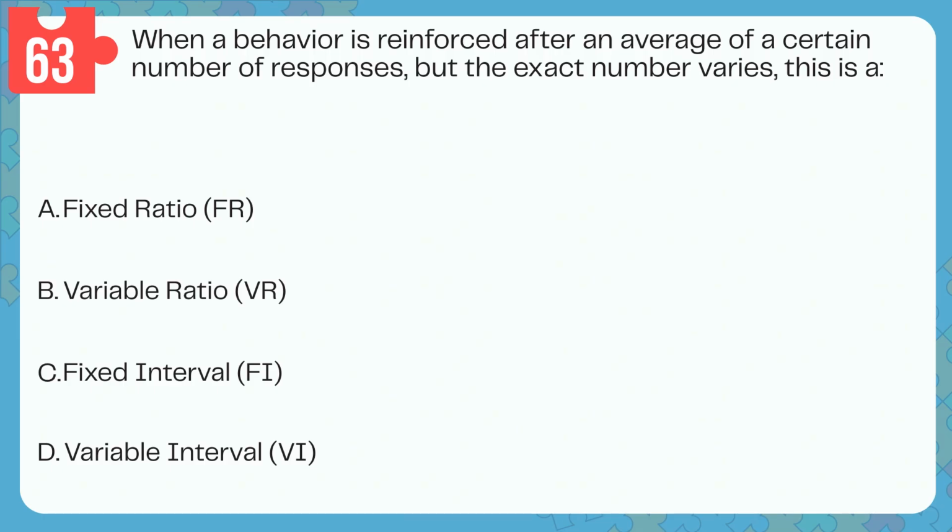Question 63. When a behavior is reinforced after an average of a certain number of responses, but the exact number varies, this is A. Fixed ratio, FR. B. Variable ratio, VR. C. Fixed interval, FI. D. Variable interval, VI.